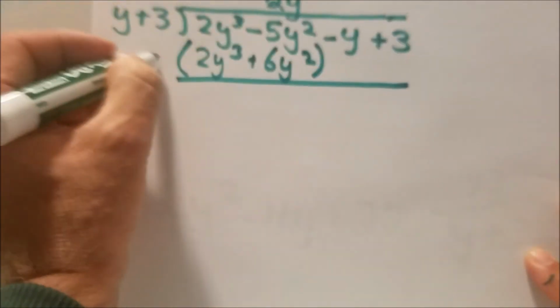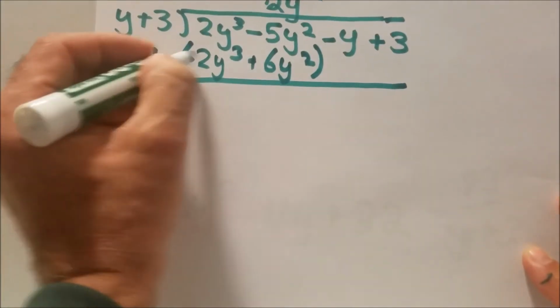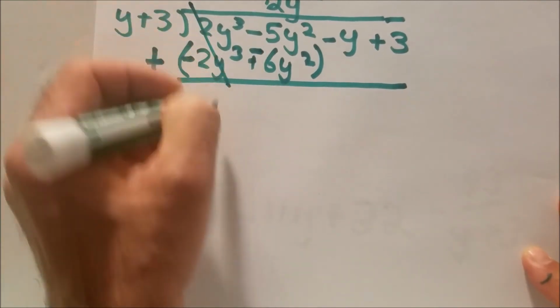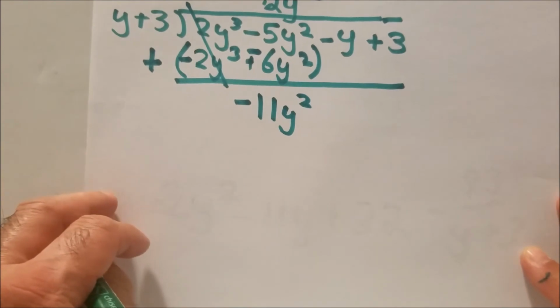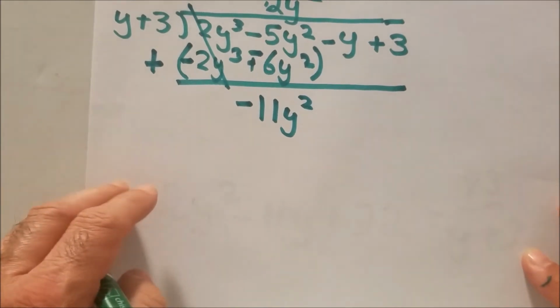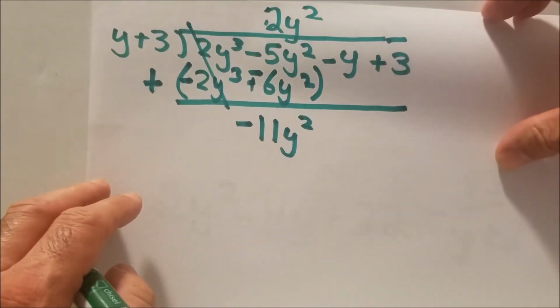And if we subtract, we know this becomes plus, minus, minus. That is gone, and now it's negative 11y squared. And again, let's bring that down more so you see it. There we go.